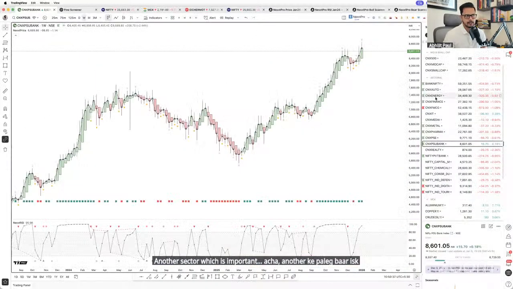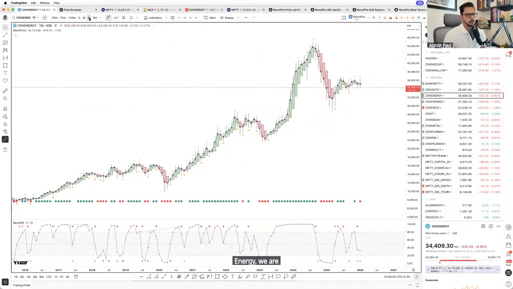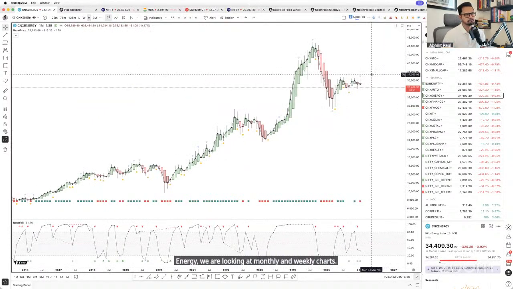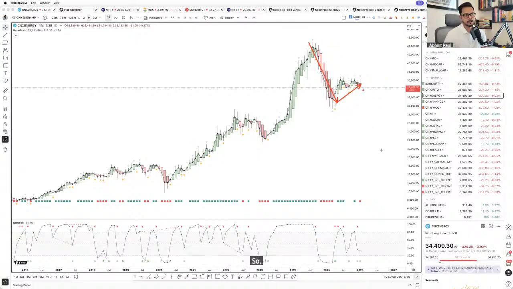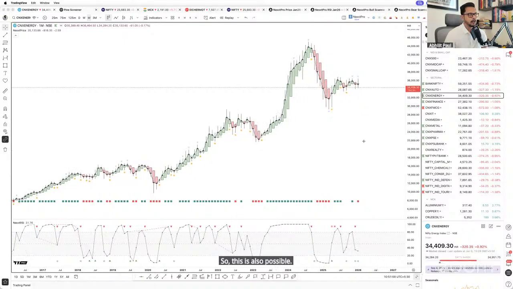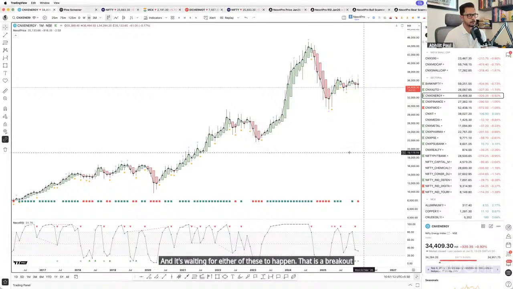Another sector which is important, अच्छा another के पहले एक बार इसको देख लेते हैं. Let's get done with energy. Energy, we are looking at monthly and weekly charts. It has not done anything for the last 6-7 months. Okay. This tells us it has a lot of headroom. This tells us it has underperformed and it can fall. So this is also possible. How is the chart? Not good. It's not like bearish, neither is it bullish. It is range bound and it's waiting for either of these to happen.